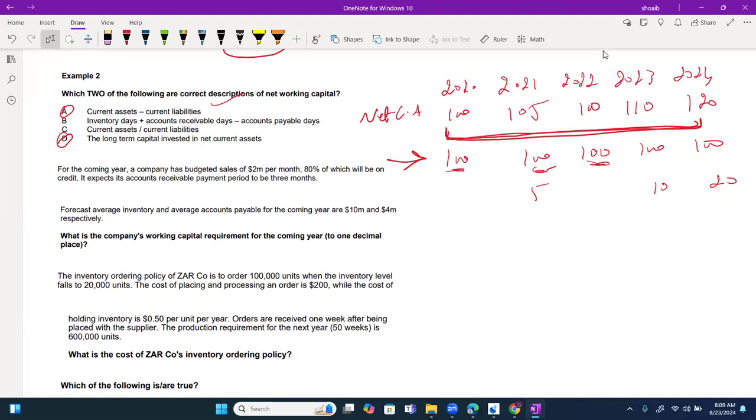So sales are 2 million. 80% will be on credit. It expects its account receivable payment period would be 3 months. Forecast average inventory and average account payable for the coming year is this. What is the company working capital requirement?